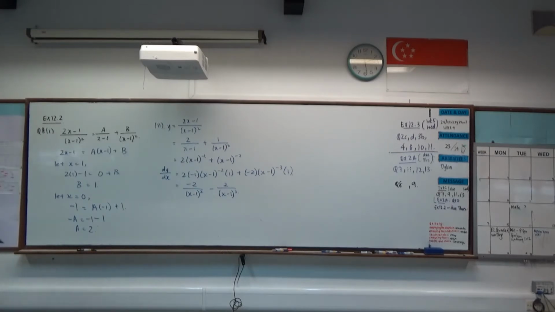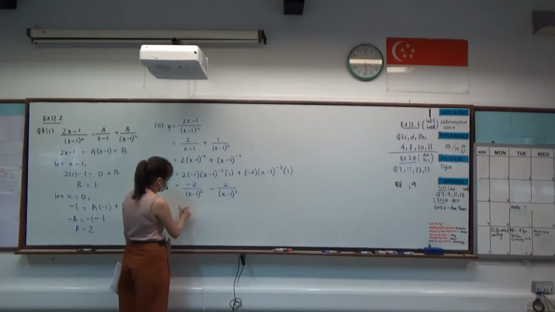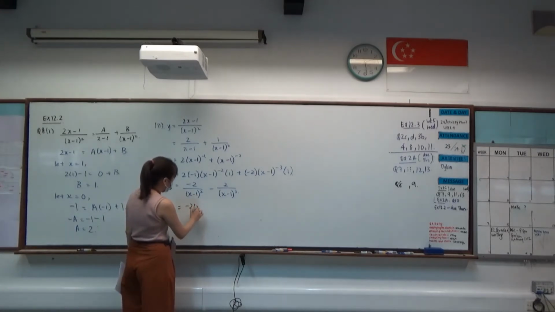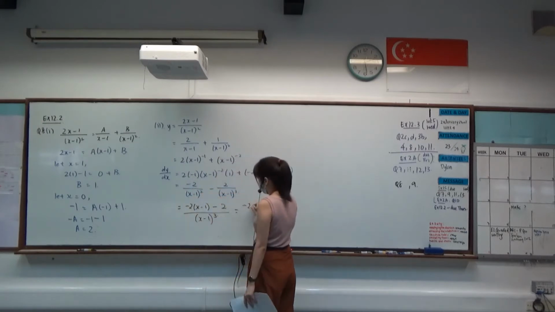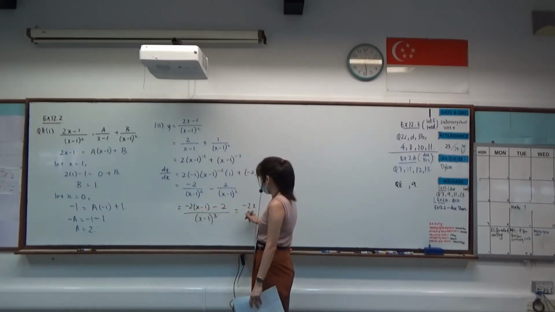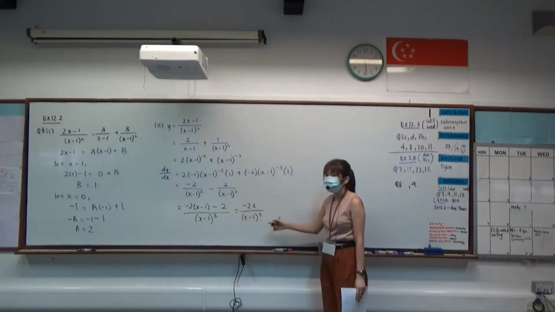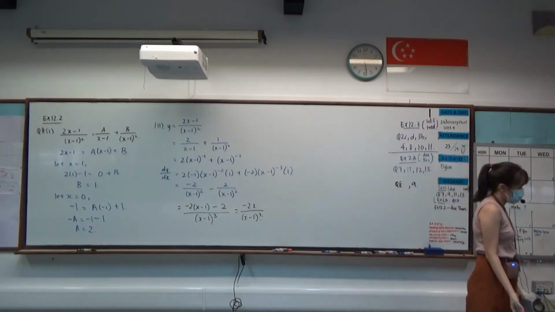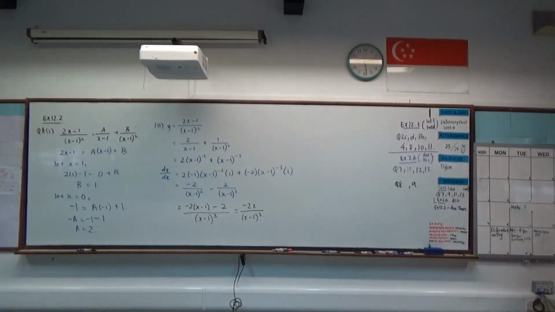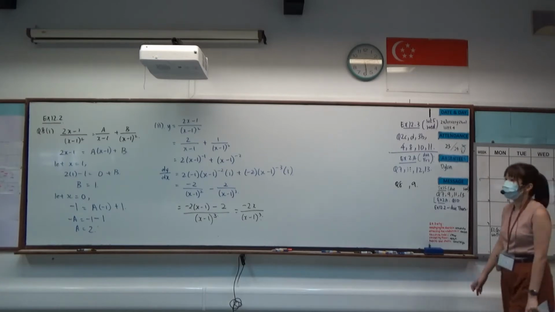You can combine, not an issue. If you were to combine it, you will get negative 2 times x minus 1 minus 2 over x minus 1 cubed, equals negative 2x plus 2 minus 2, and you will get this out. Okay? It's fine if you combine it as well. But the question did not expect you to combine since they didn't give you a specific form to arrive at.